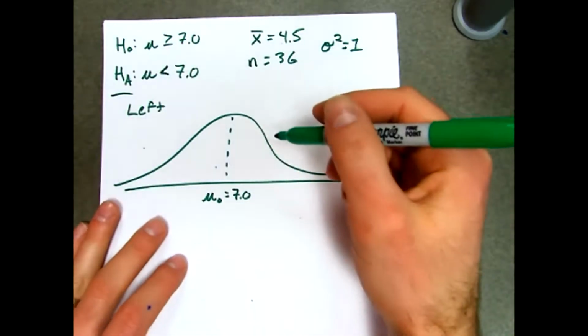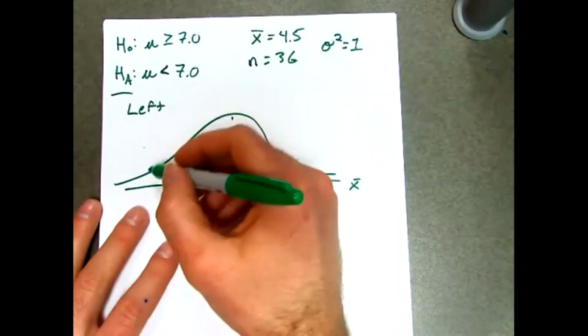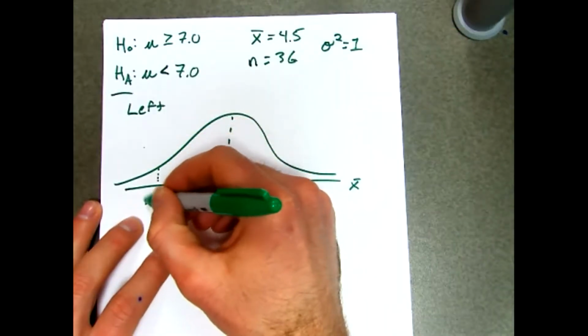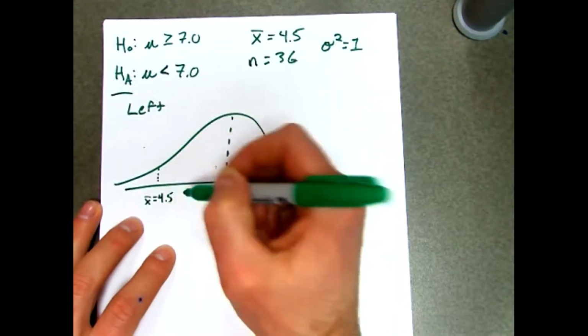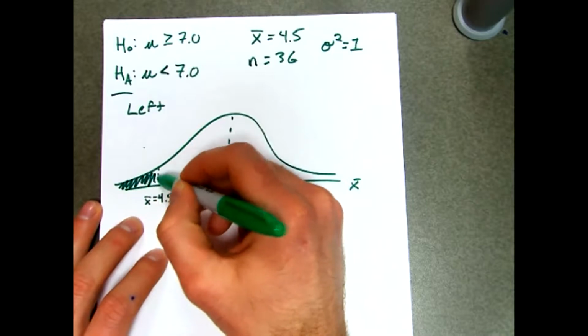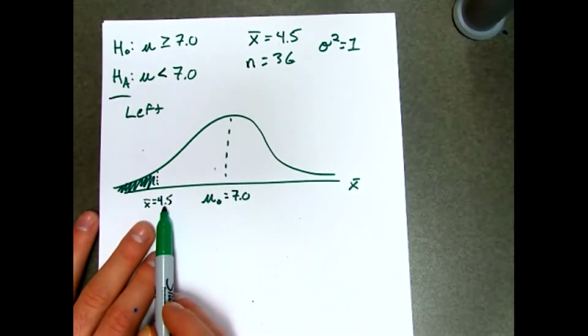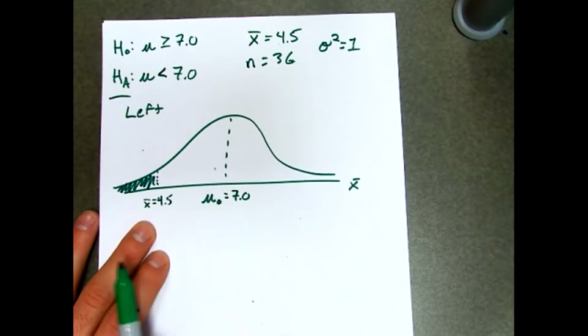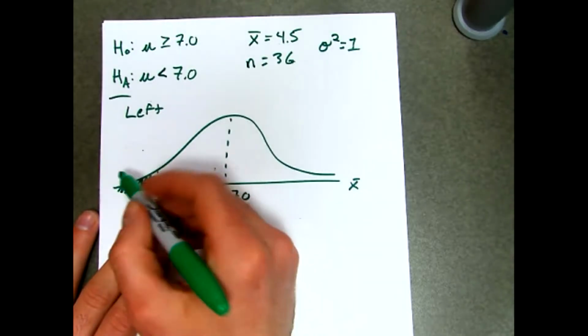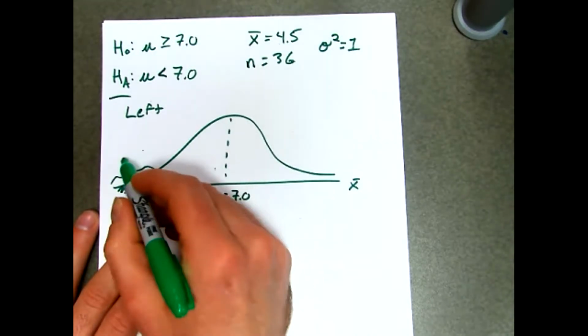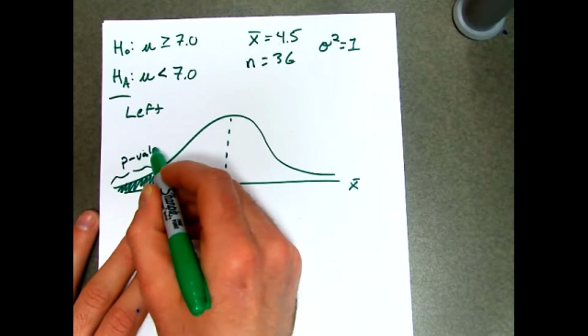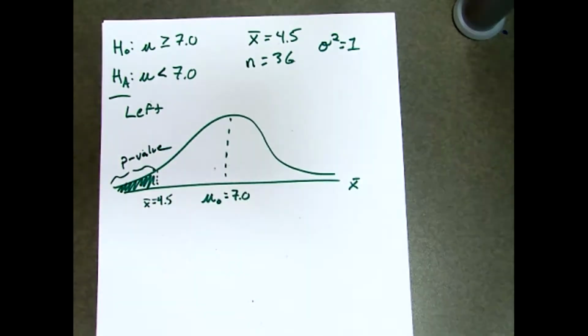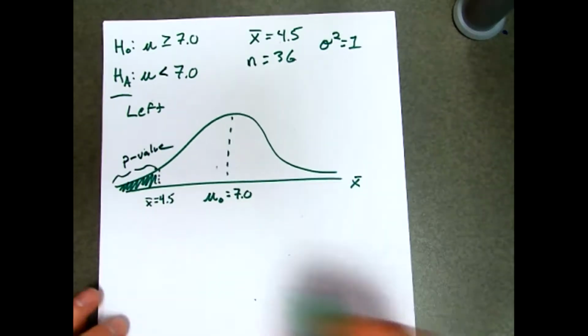So we've got our sample mean of 4.5 here, and a left-tailed test. So what's the probability we saw sample evidence as far away from that assumed true value as we did, or something even further into that left tail? That's going to represent our p-value.